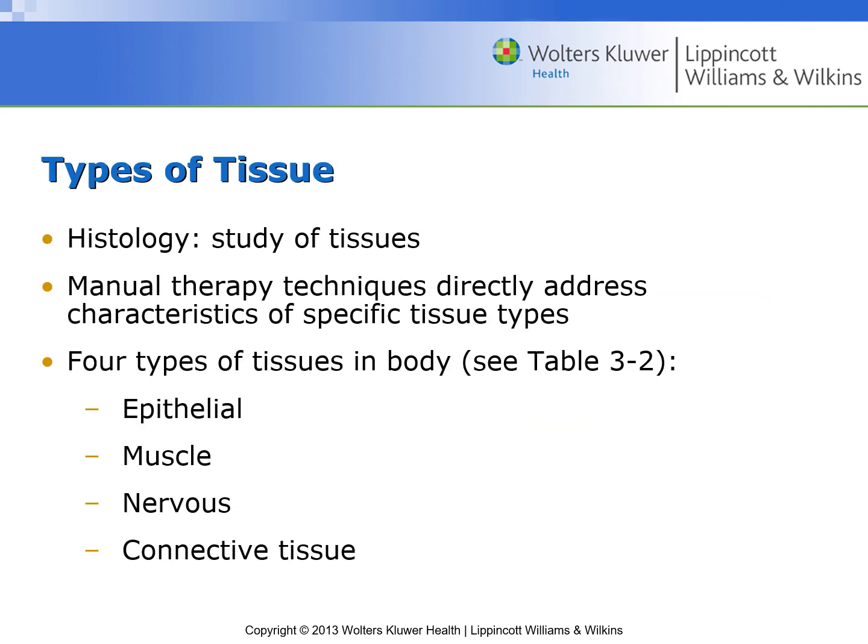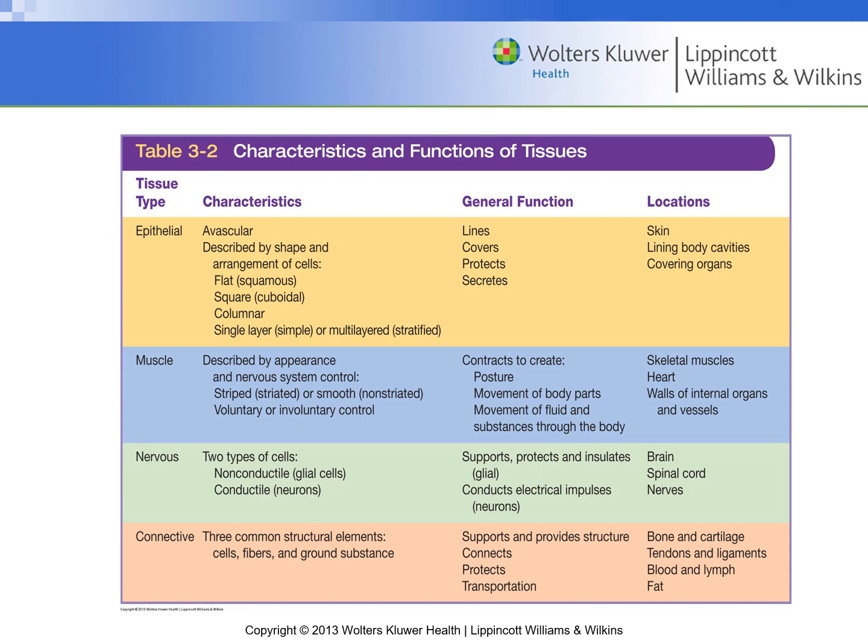Now let's look at the various types of tissue. Histology is the study of tissues. Manual therapy techniques directly address characteristics of specific tissue types. There are 4 types of tissues in the body: epithelial, muscle, nervous, and connective. Table 3.2 in your textbook illustrates the characteristics and functions of tissues.